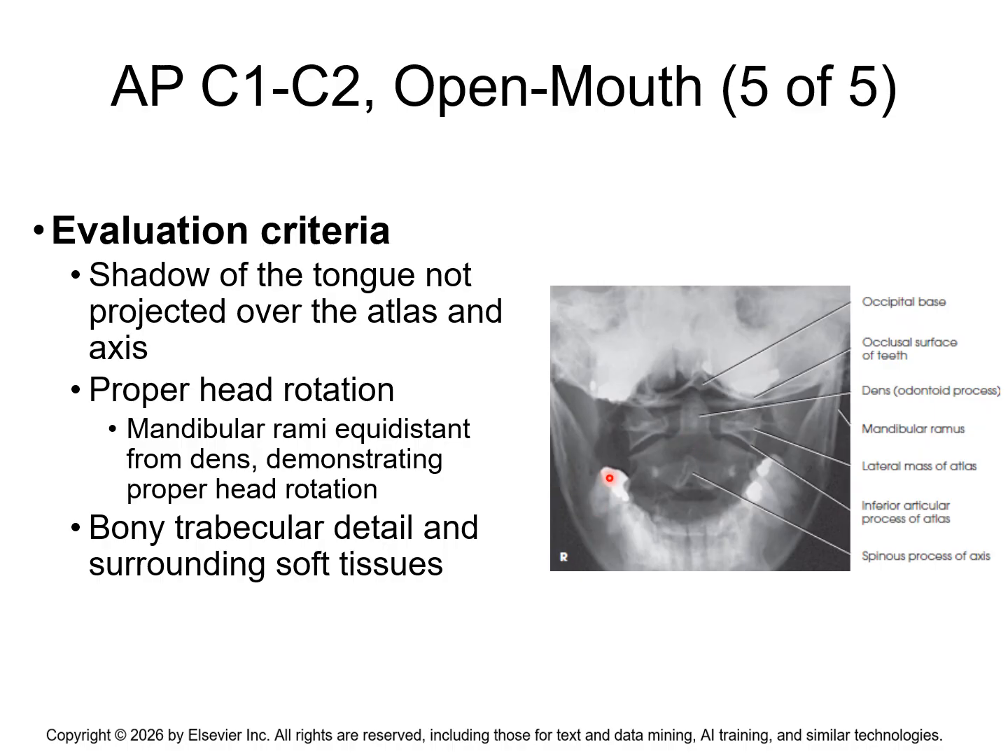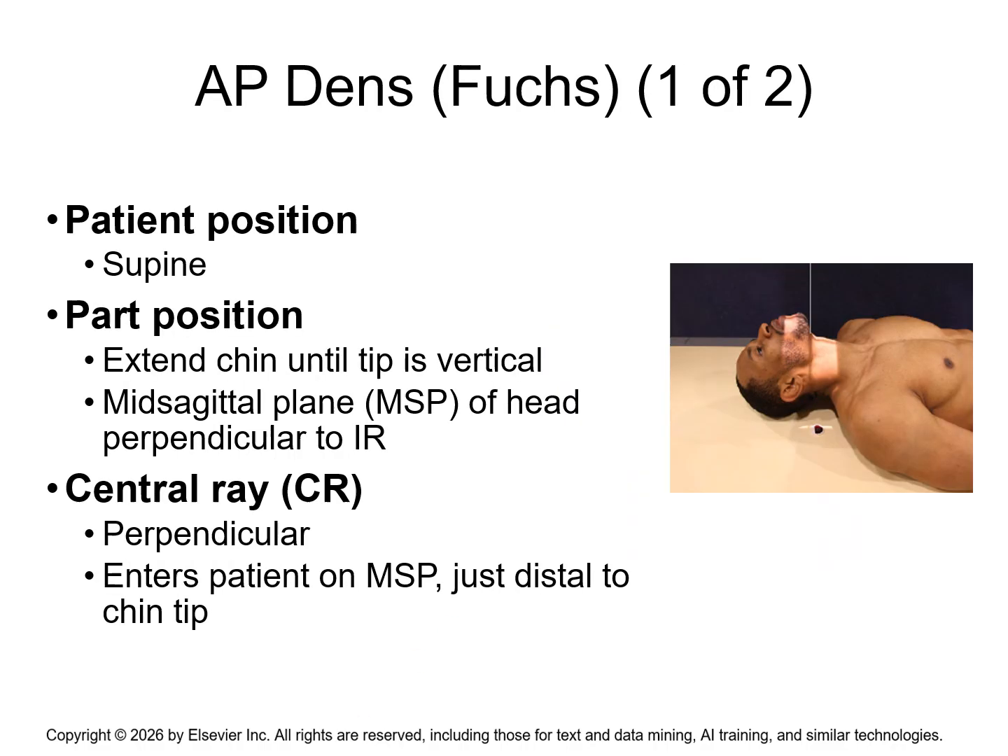You want to make sure you have no rotation. So we're looking at the rami on each side as it relates to the middle of the dens. And then obviously you want to be able to see that bony trabecular pattern. You can see this person has some cavities that are filled in here. Now, if they don't have teeth, or they have dentures and you tell them to remove their dentures, and we'll talk about that in class, you're just going to have to visualize where you think those teeth would be in relationship to the base of the head. And again, we'll talk about that some in class as well.